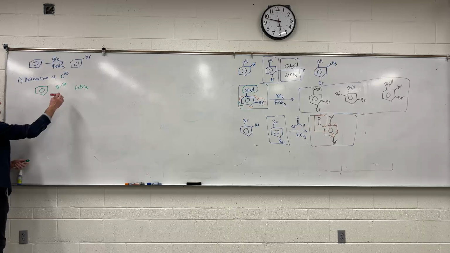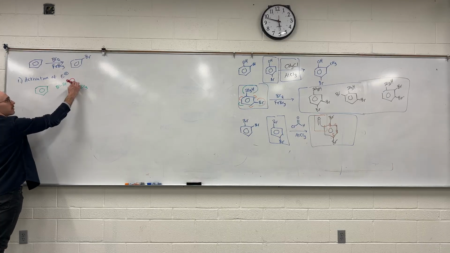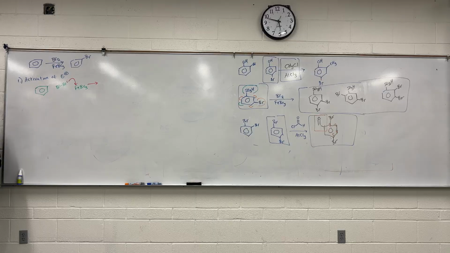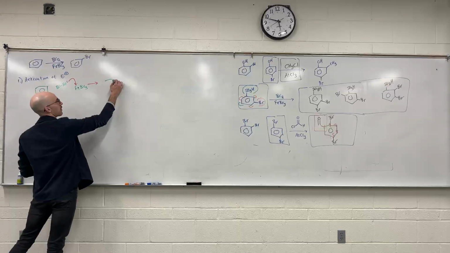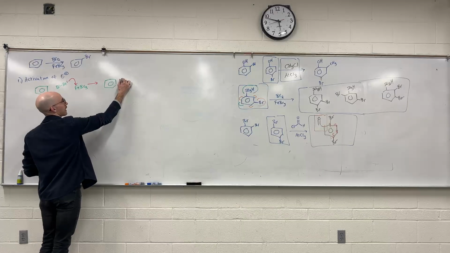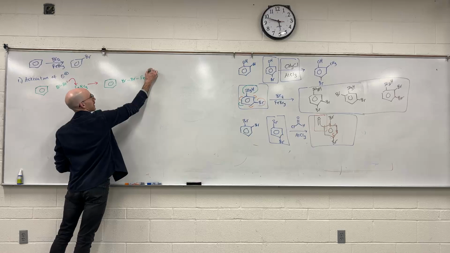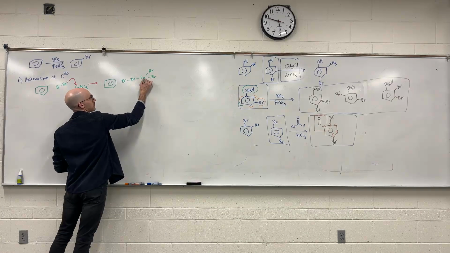One of bromine's atoms donates a lone pair to iron. Iron is a Lewis acid. Iron accepts electrons. I get benzene, plus I get this iron complex.